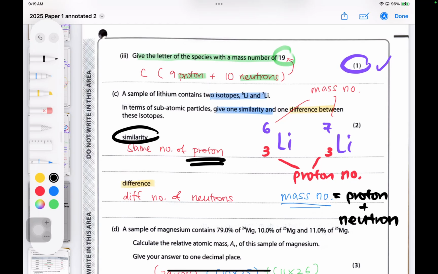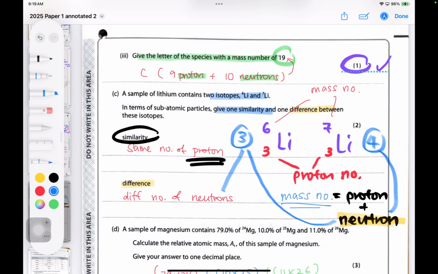Then what is making the mass number different is actually the number of neutrons. So if you think about it, the number of neutrons for lithium 6 is only 3 neutrons, and for lithium 7 there are 4 neutrons. So the main difference in the isotopes is the difference in the number of neutrons, and that results in the difference in mass number.